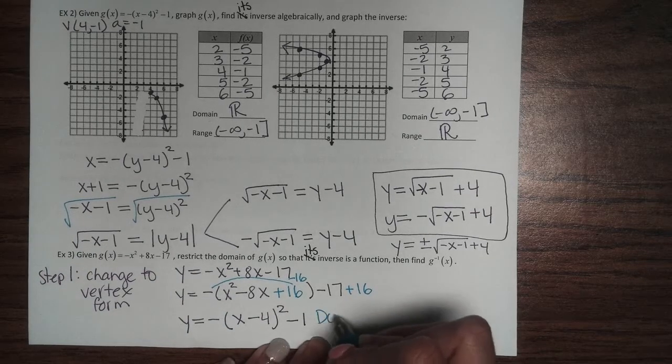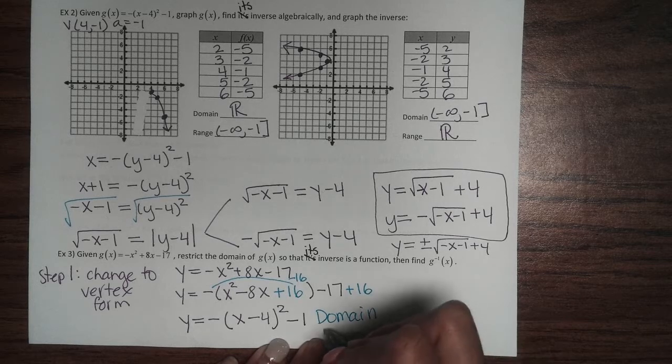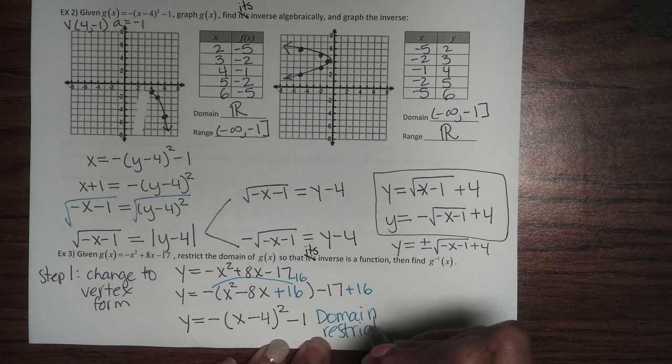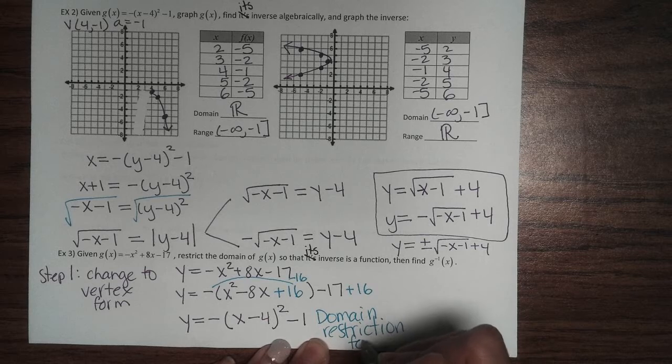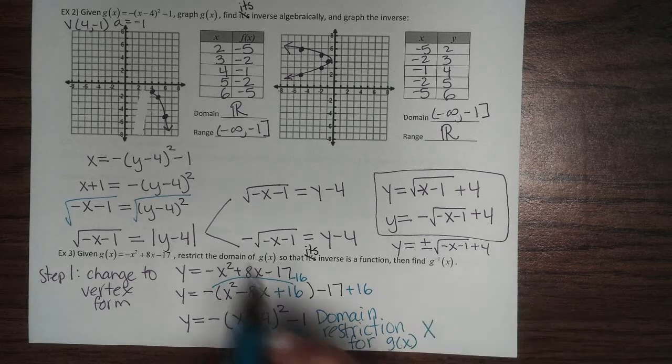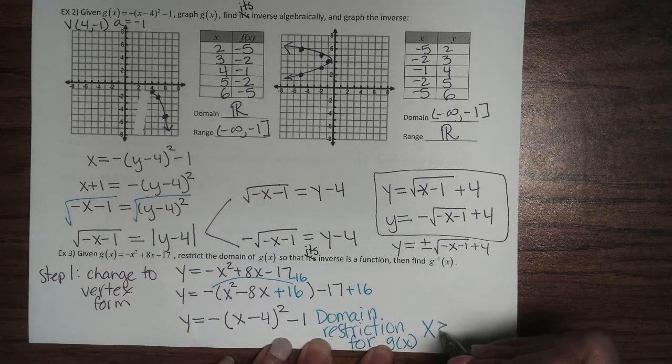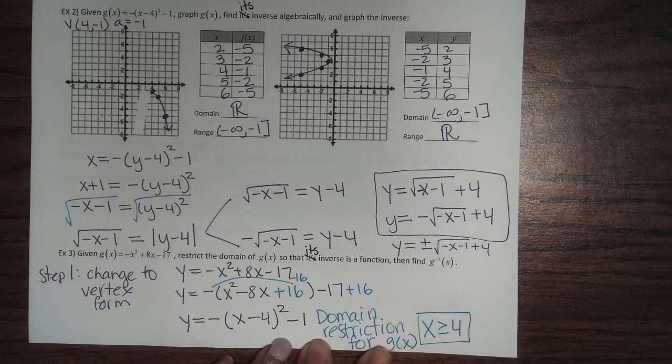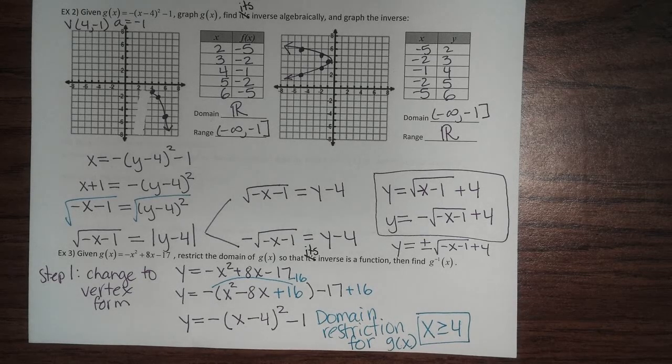Since I'm only graphing to the right of the vertex, here's my domain restriction. Domain restriction for g of x, because this was called g of x. And that would be x is greater than or equal to 4. So that would be one of your answers. You type it without any spaces, or it's going to mark it wrong. So again, the way I got x is greater than or equal to 4 is from this parabola, I only graphed to the right of the vertex. The vertex is at 4, negative 1, and I only graphed to the right.